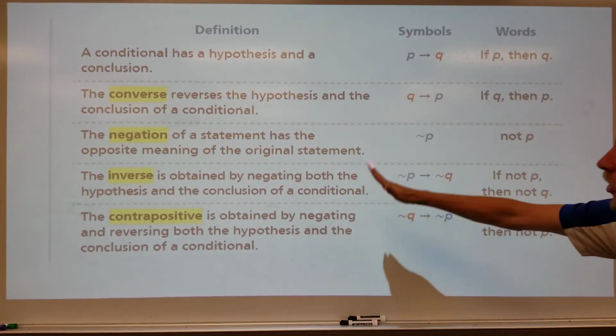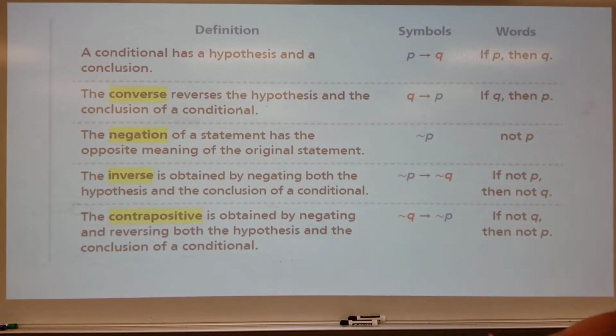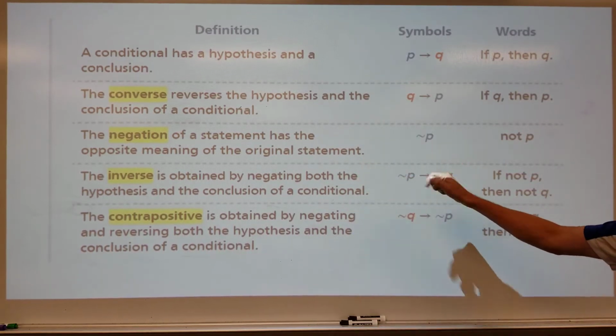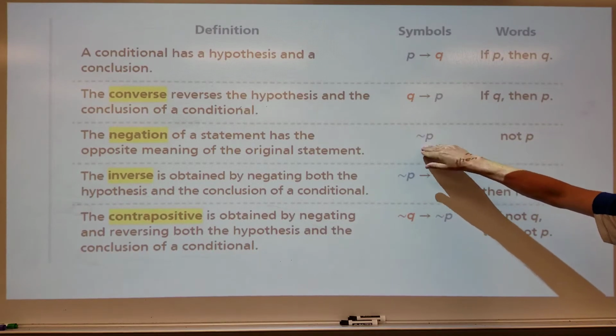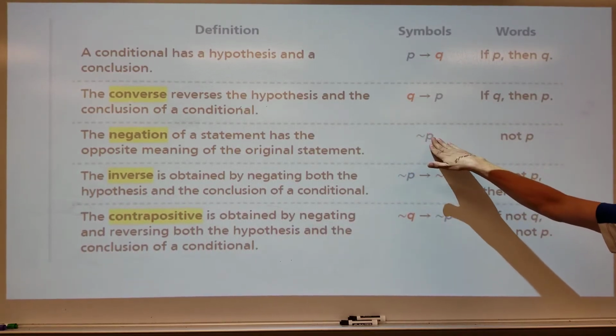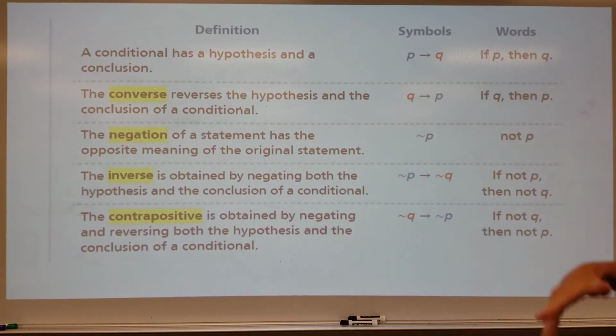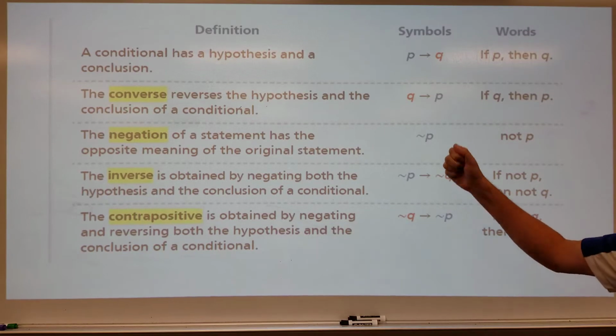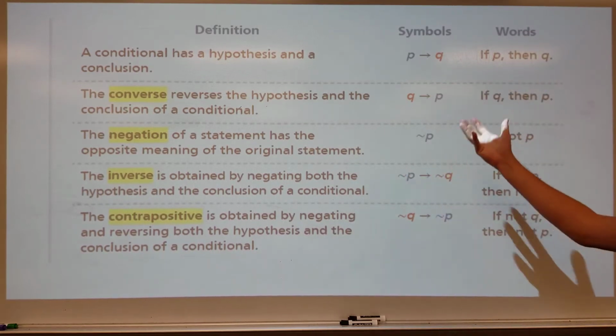But there are some other ways in which we can think about notating our thoughts. For example, the tilde before the P or the tilde before the Q just negates that statement. So the negation of the hypothesis would mean not that thing. The negation of the conclusion would be then it's not that thing, and that's not this result.